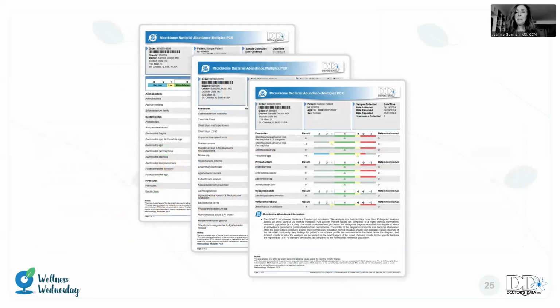So after the summary page, then we have 2.5 pages of a deep dive into our beneficial microbiome. So I'm not going to go into that now. We'll go into that in a little bit more detail with the case study.